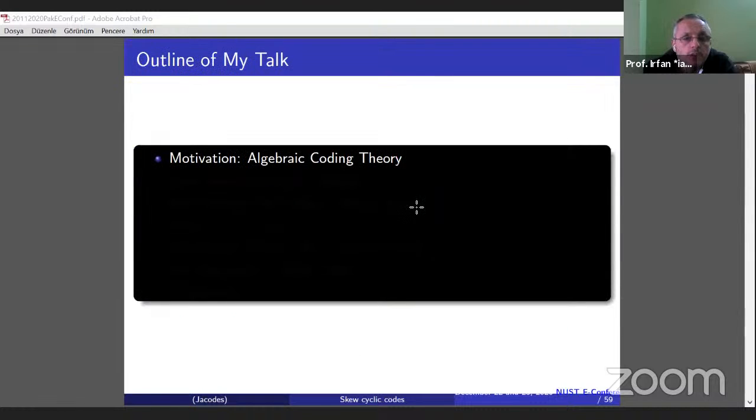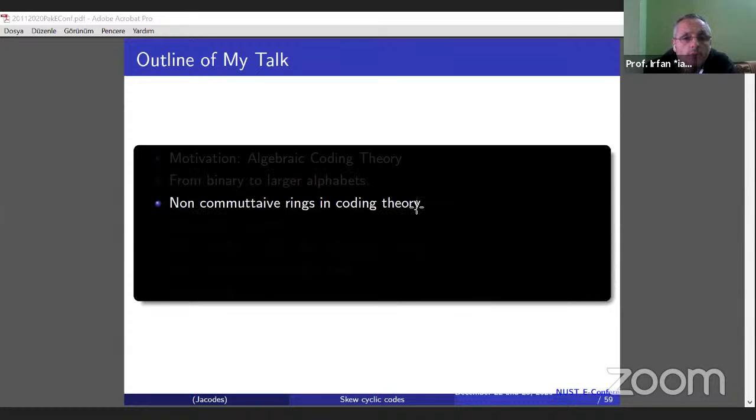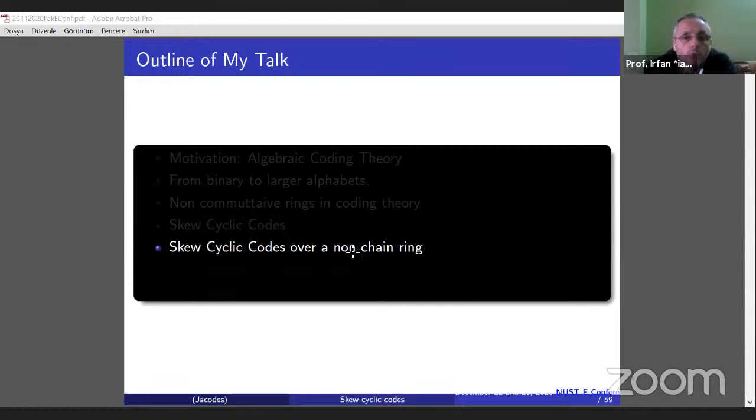So the motivation is as follows. This is mainly about algebraic coding theory, which involves the theory of communications. And we are going to talk about codes over larger alphabets, non-commutative rings, which is a very recent topic, and our talk is going to be over a non-commutative ring in coding theory. Specifically skew codes, and as a family of skew codes, skew cyclic codes. And I'm going to introduce the ring that we have studied and an application to DNA codes. And hopefully I'll be able to conclude my talk.